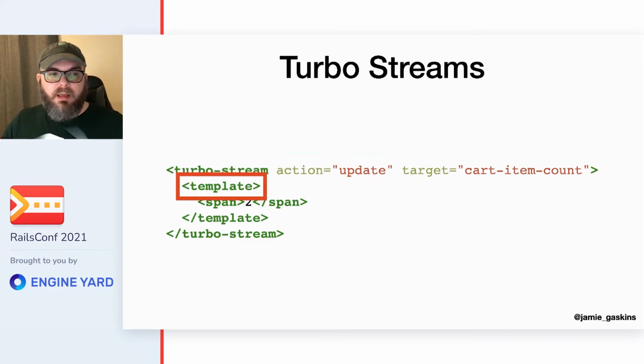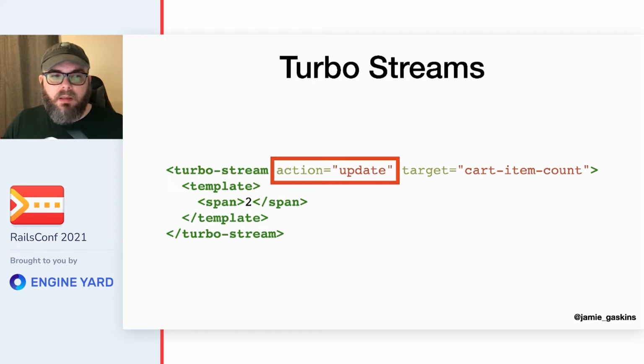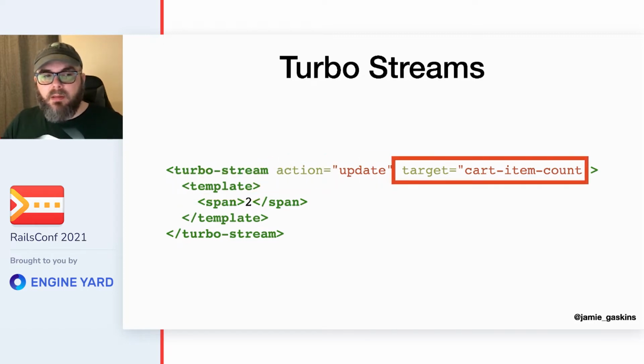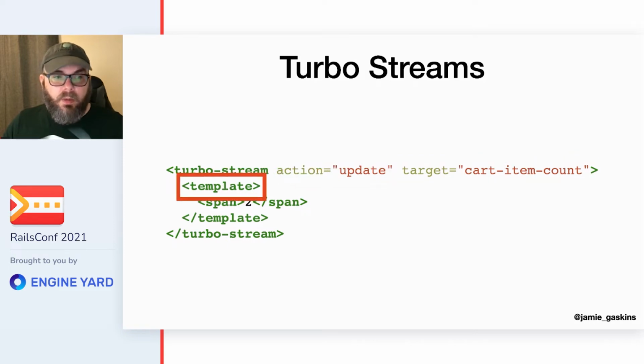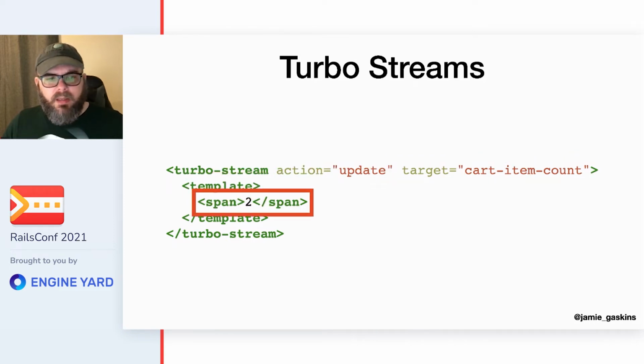A turbo stream contains a template element. This element lets Turbo know that what's inside here is going to be the content that we're going to perform the action with. So we perform the action on the target with the template. In this case, the new contents of the cart item count turbo frame will be just this span with the updated count.